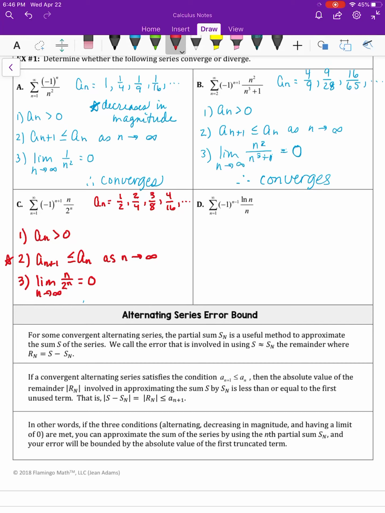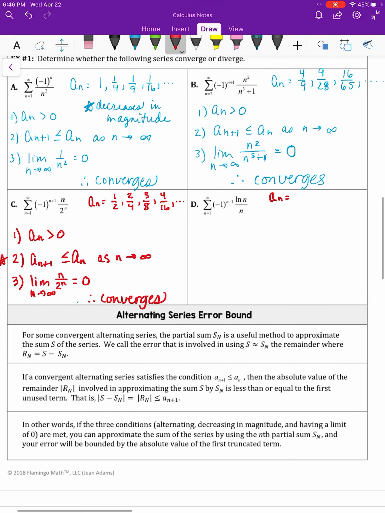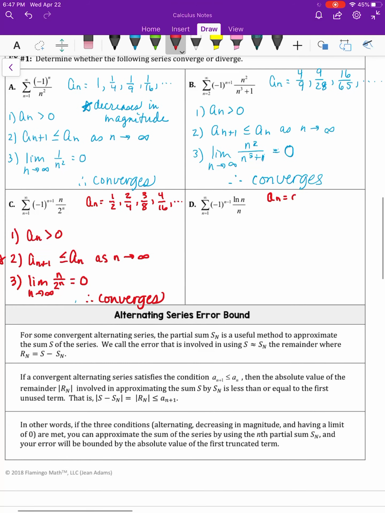If you would like to graph that sequence n over 2 to the n in your calculator, you could see that as n goes to infinity, your values are going to 0, okay? So you could look at that on your calculator, but that is true. So therefore, we have convergence. So this one converges.